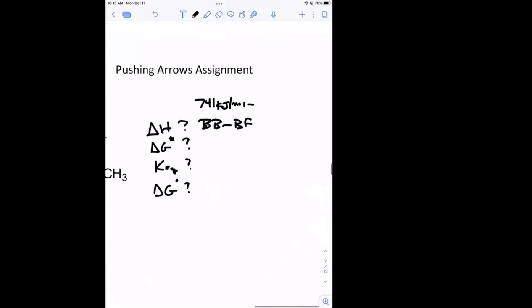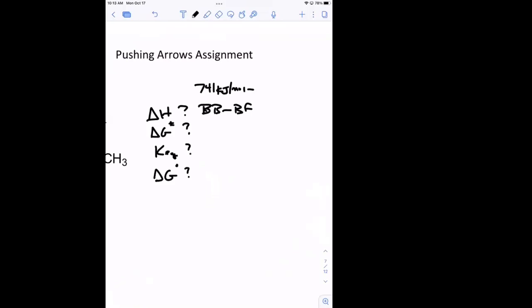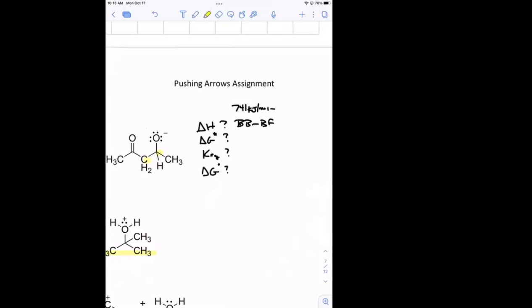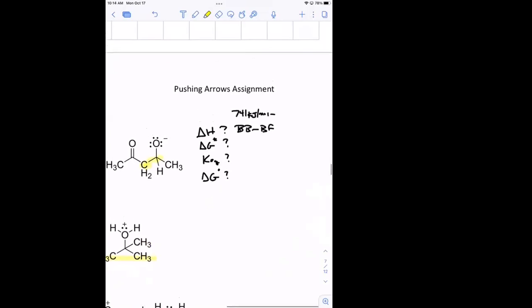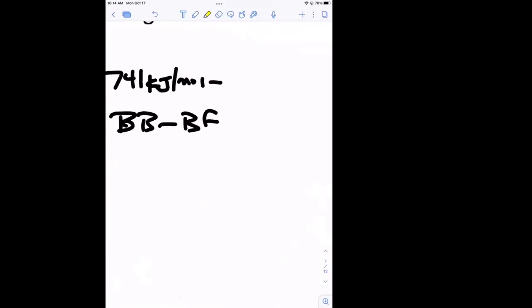And then what do we make? Carbon sigma. We made this bond right here. How much energy is given off when you make a carbon sigma bond? I got the chart here, but it's way up at the top. 347 kilojoules per mole.